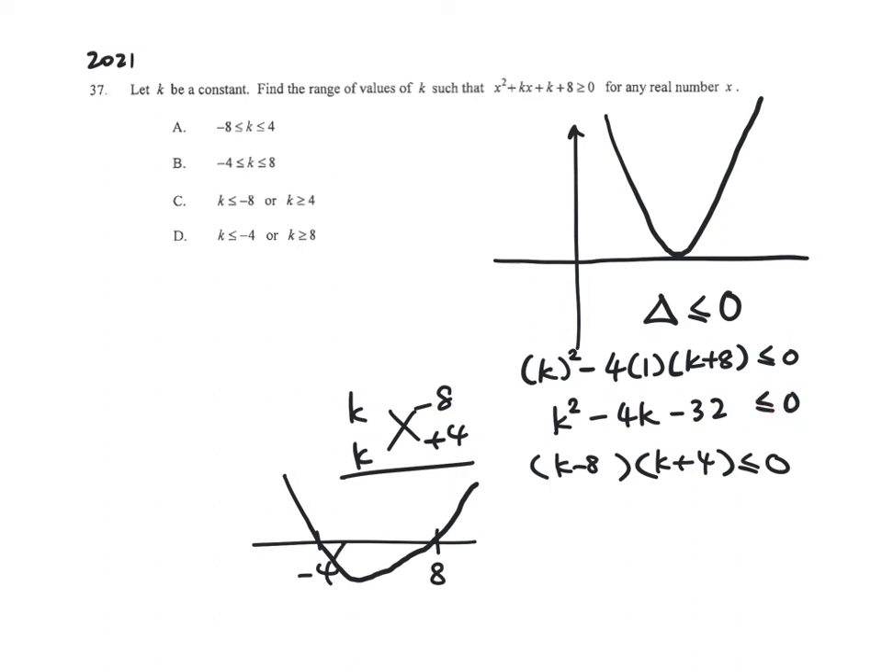So we will be looking at the region where the curve is on the negative side. That is when the x values are in this region. Therefore, the answer for k values lies in between negative 4 and 8. So therefore, the answer is B.